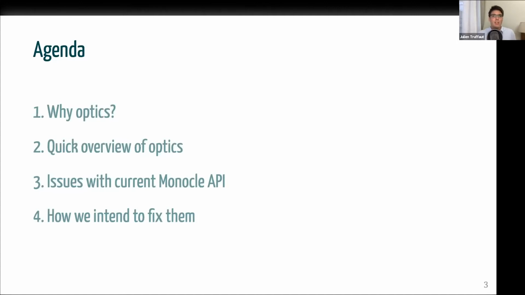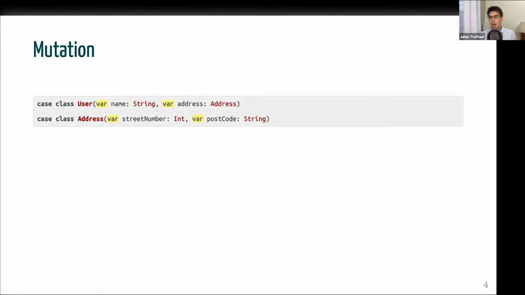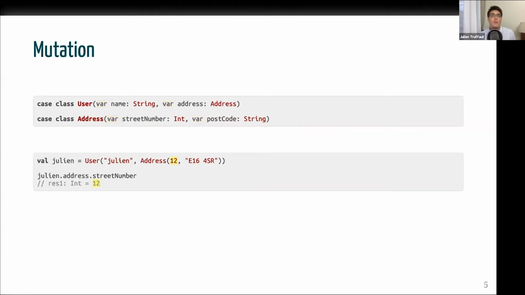Okay, great. So I don't know about you, but when I learned programming in languages like C or Java, pretty much all data structures were mutable. We can replicate the same behavior in Scala by creating a couple of case classes where all the fields are marked with var. So for example, here I created the class User containing a name and an address. And Address is itself a case class with a street number and a postcode. Case classes are extremely convenient because we can access the data inside them using the dot operator. For example, we say julian.address.streetNumber to obtain the value of the street number field for the user Julian, which is 12.